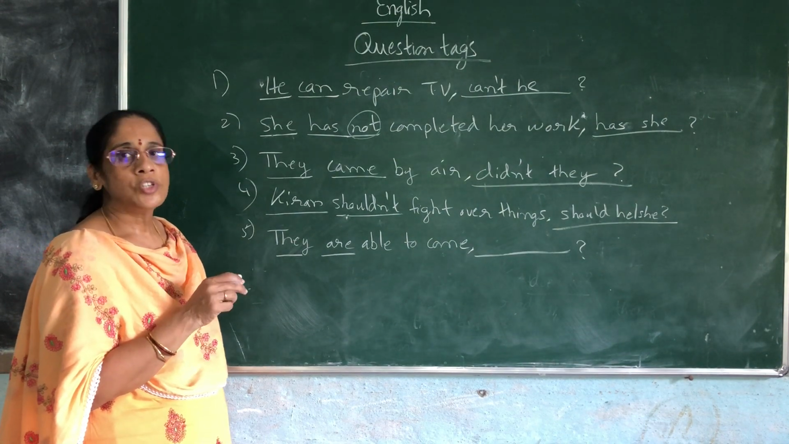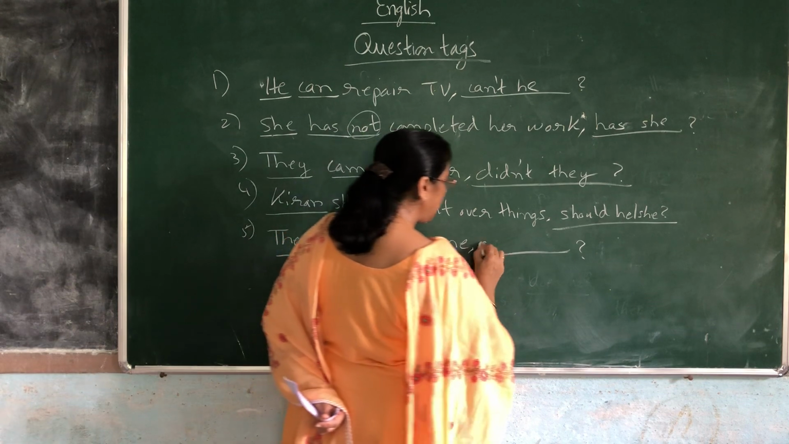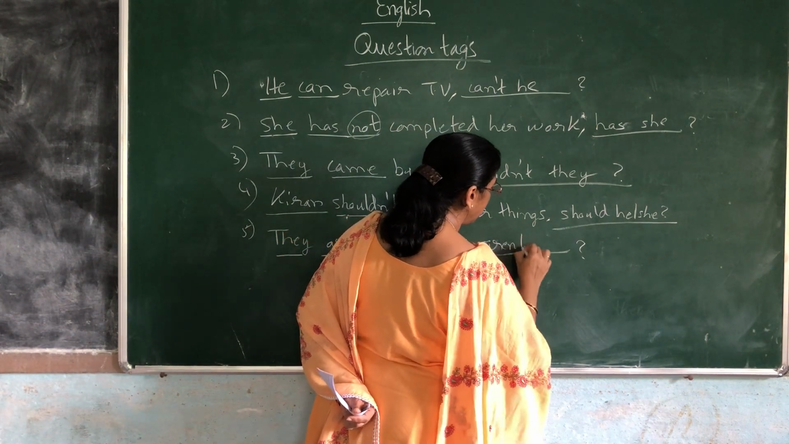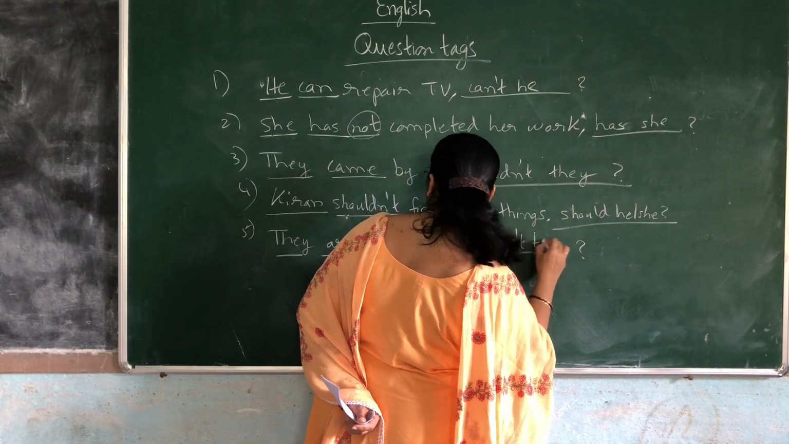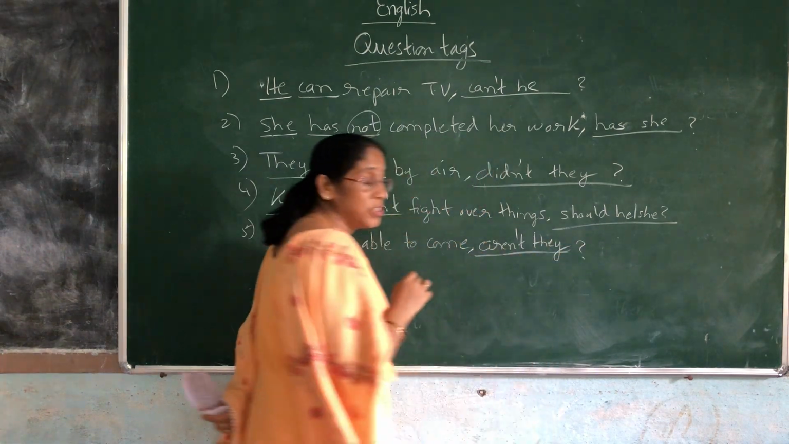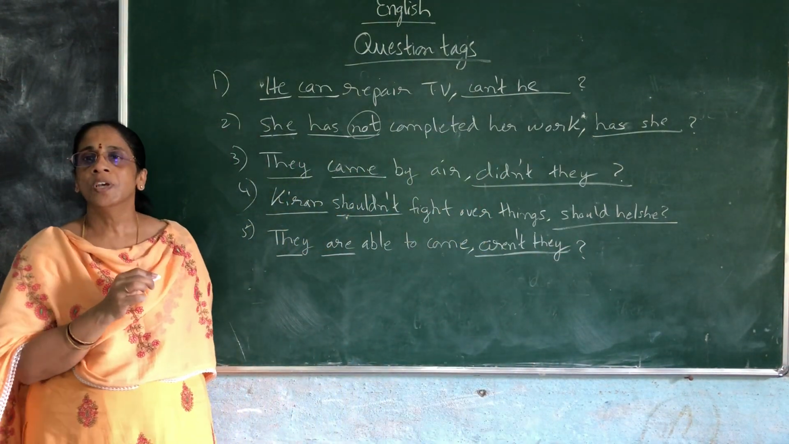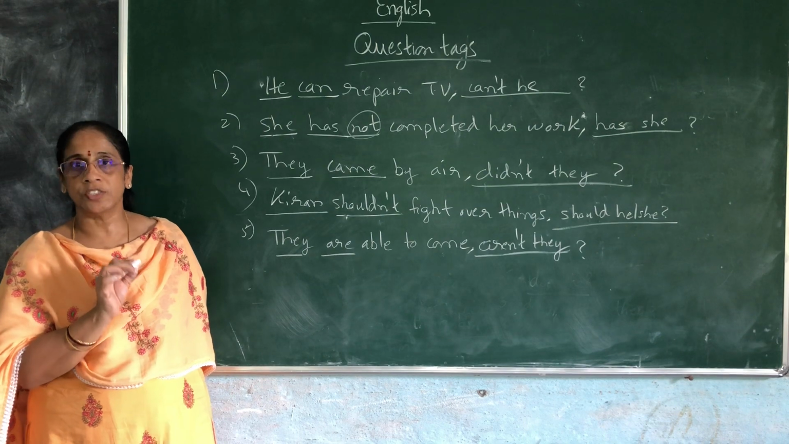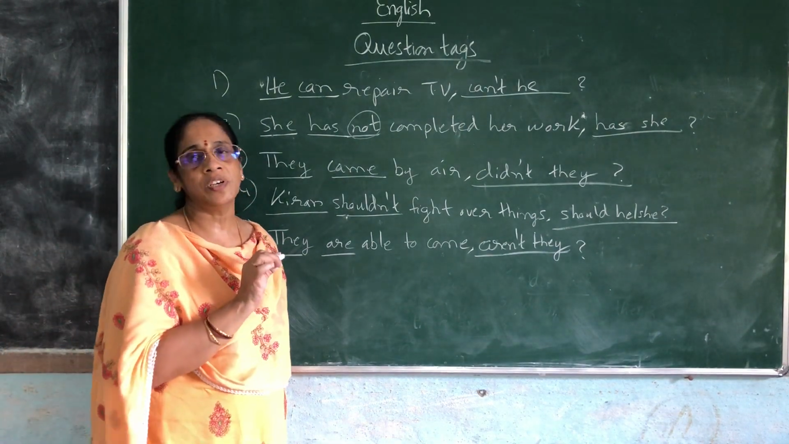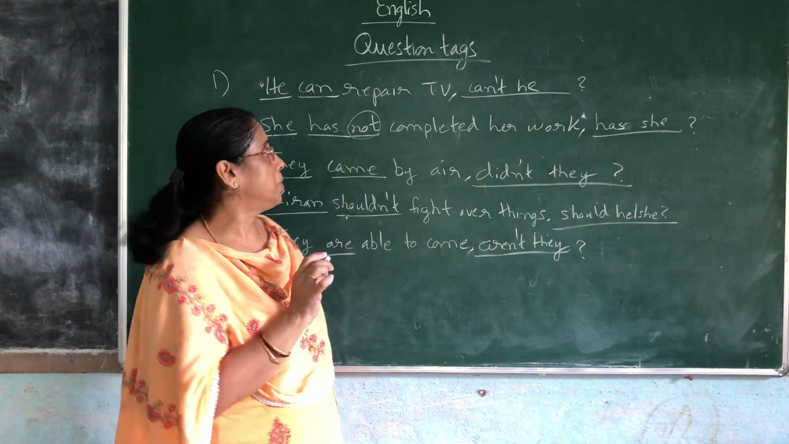So what should you do? You should use a negative tag. Aren't they? So you should use a not. Always write a shortened form in the question tag. That one also you remember. You should use a shortened form in the question tag. Shortened means what? The contracted form of the word should be used. So hope it is clear, ma'am.